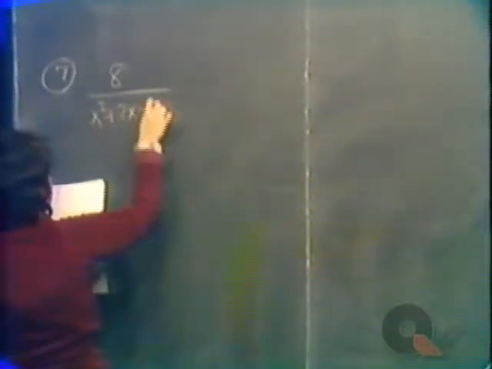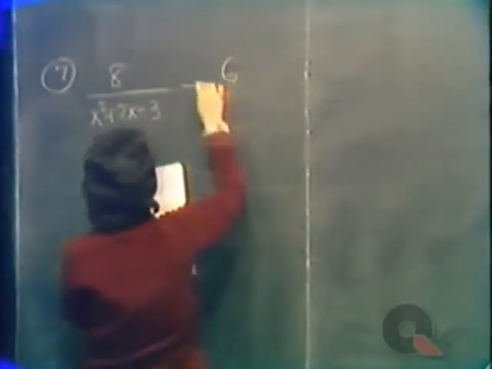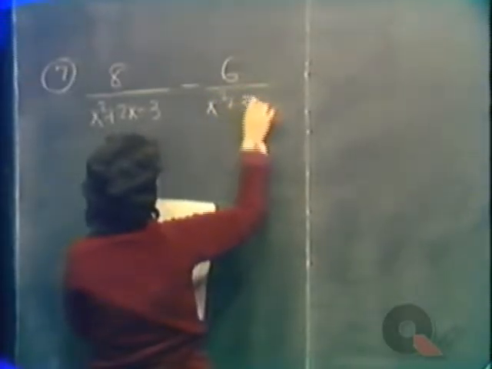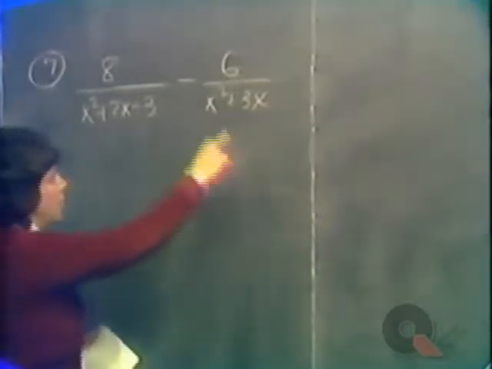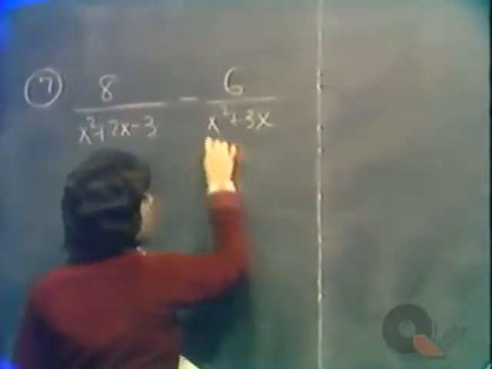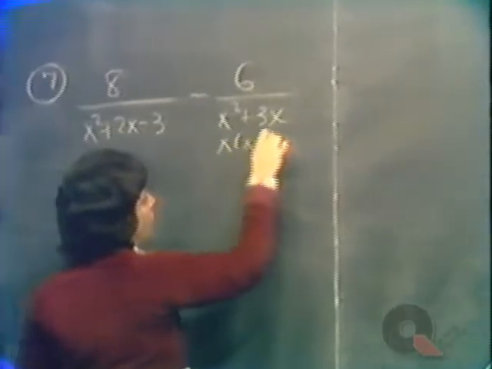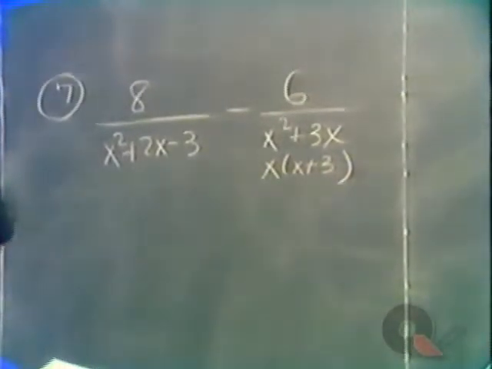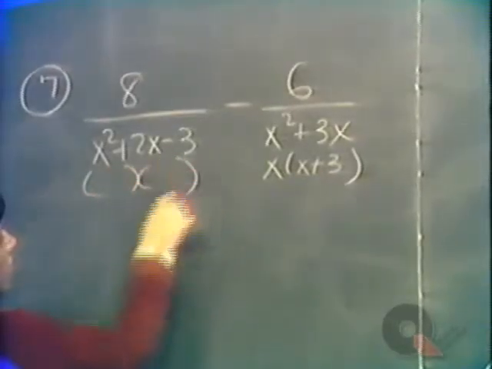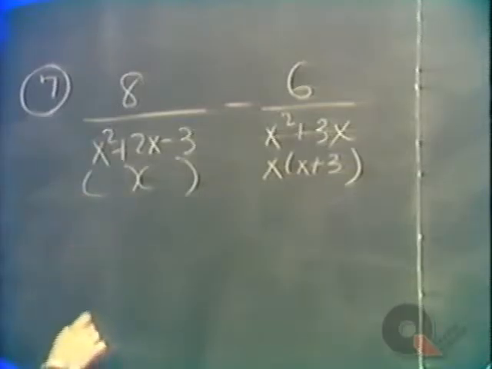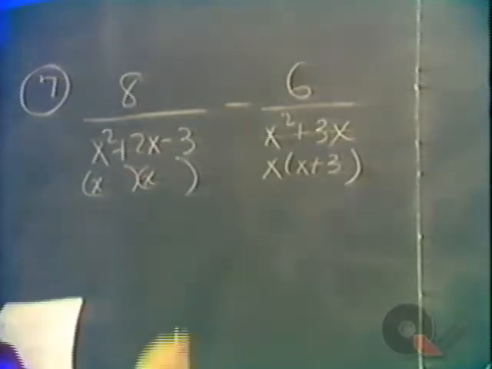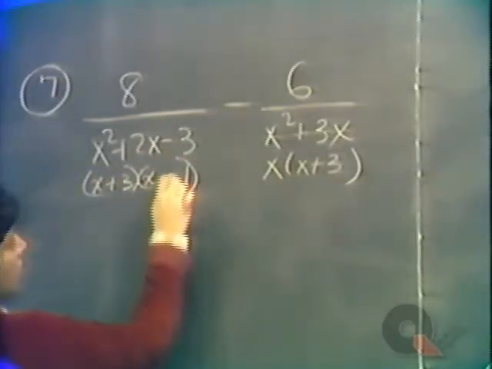8 over x squared plus 2x minus 3 minus 6 over x squared plus 3x. Now, this denominator factors, you can pull out an x, giving you x times x plus 3. And this denominator also factors, this time though into two binomials, looking for two numbers which multiply to minus 3 and add to plus 2. They are plus 3 and minus 1.